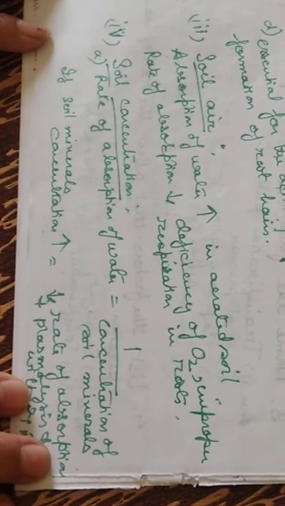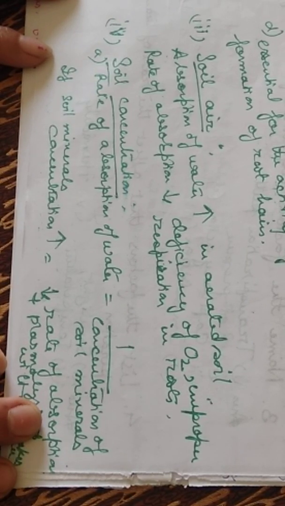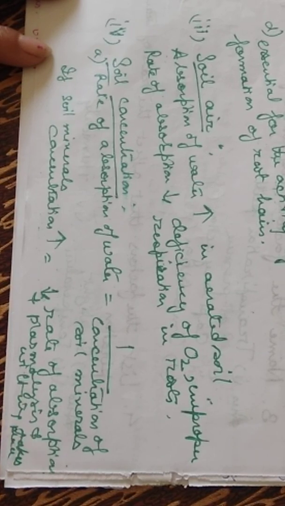Then soil concentration. The rate of absorption of water is proportional to 1 by the concentration of soil minerals, that is, inversely proportional. If the soil mineral concentration is more, the rate of absorption will be less. Plasmolysis or wilting will take place, because in the plant cells water will come out of the cell. Okay, there will be deficiency of water.